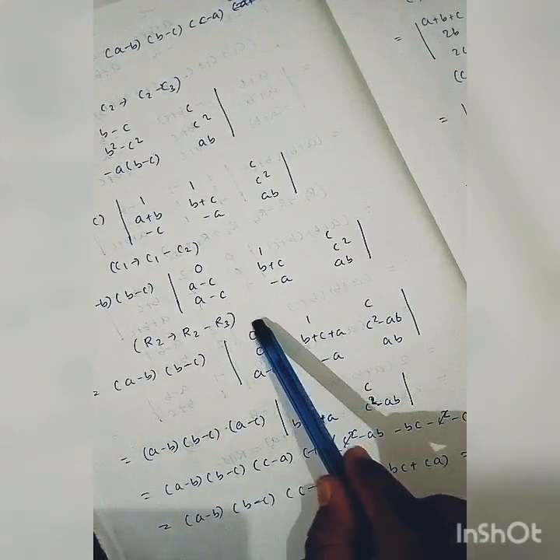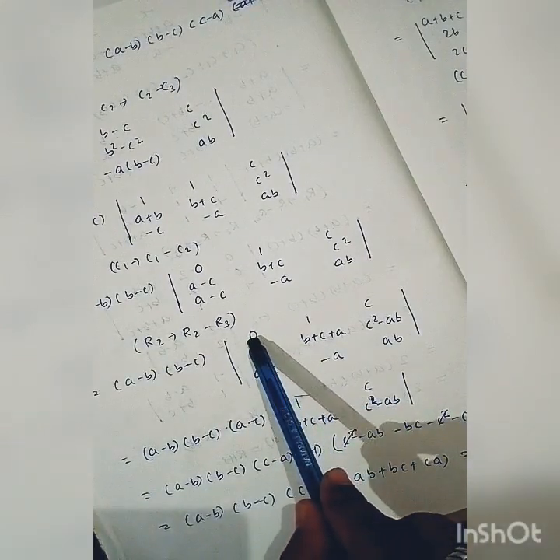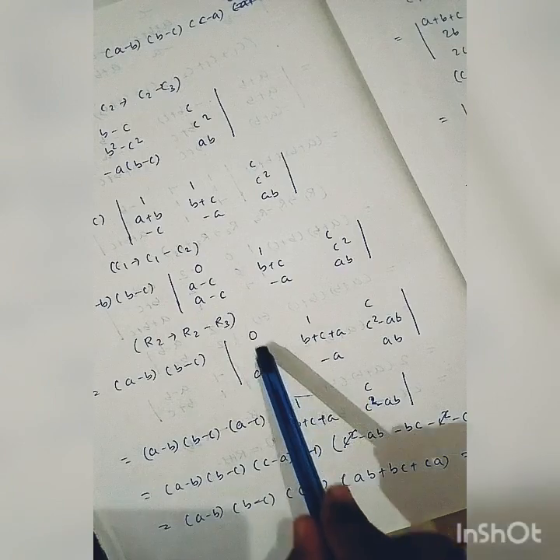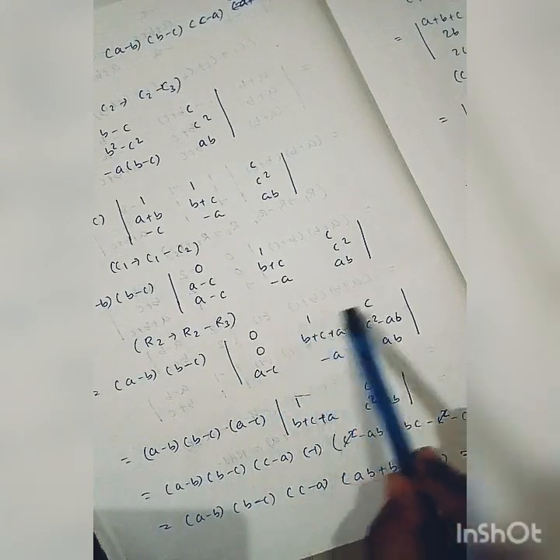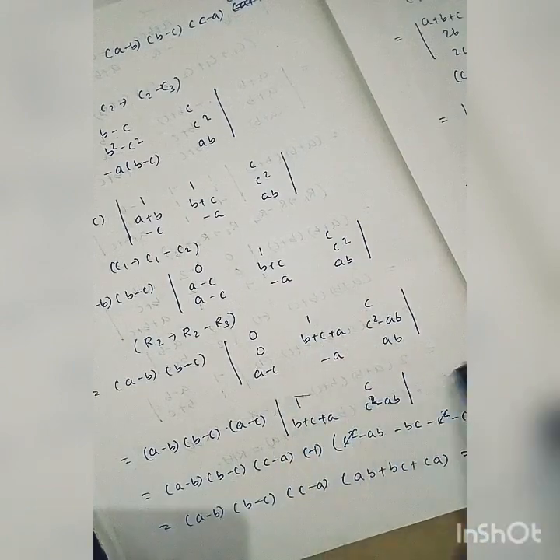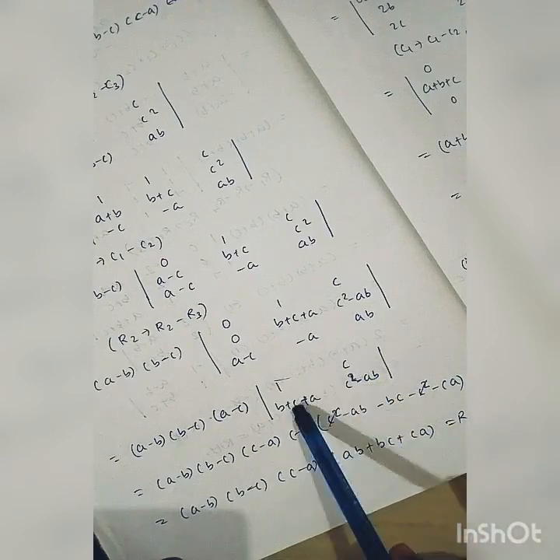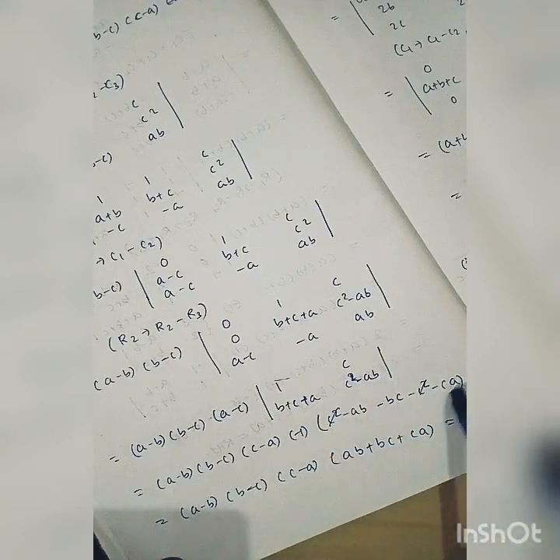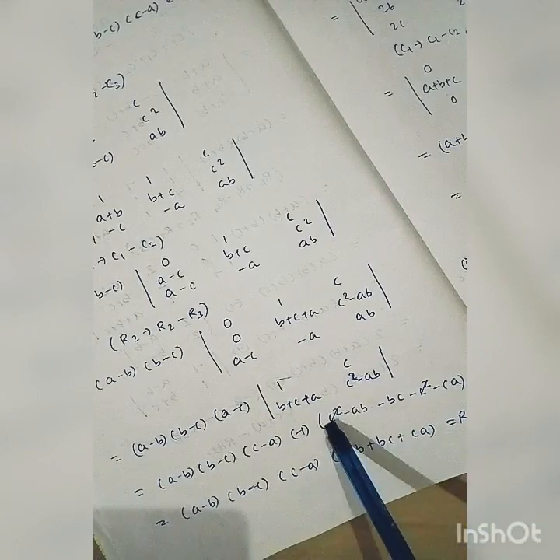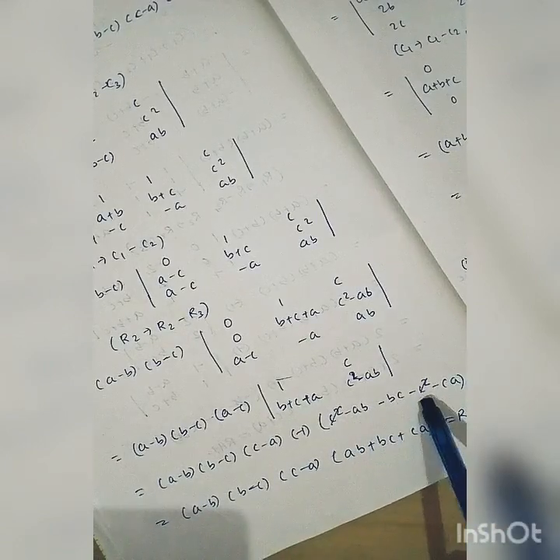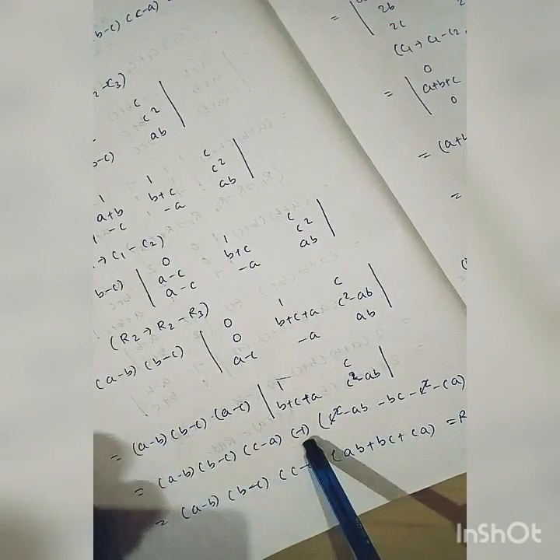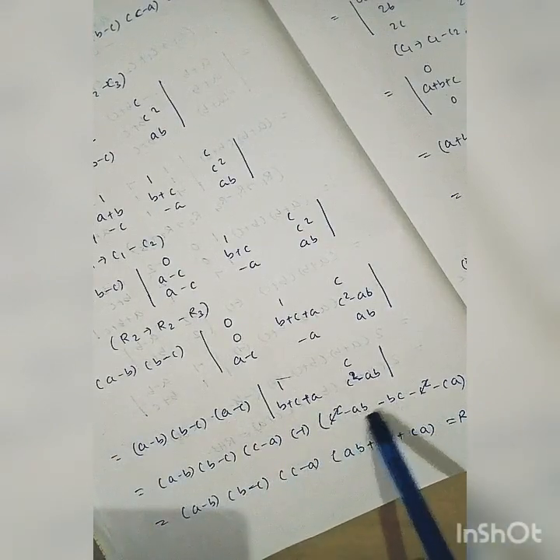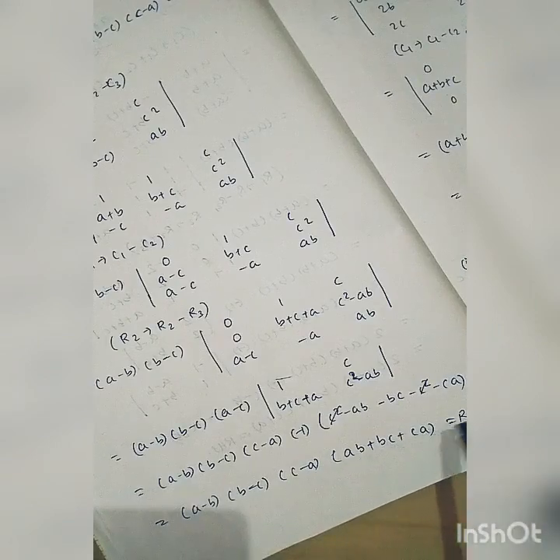Now expand along column 1. So by deleting first column and third row, we get the determinant of this, that is a minus c into this. Again by solving, c square minus ab, again c into b plus c, that is minus bc minus c square minus ab, minus c, that is plus c square, c square cancelled. Again by multiplying by minus 1, we can write a minus c as c minus a into minus 1. So minus 1 into minus ab minus bc minus ca, that is ab plus bc plus ca.